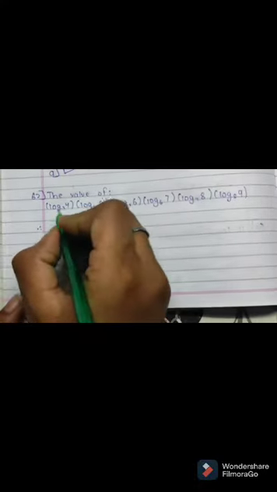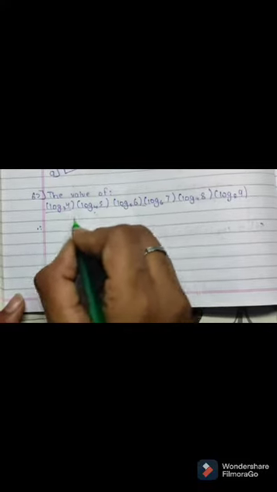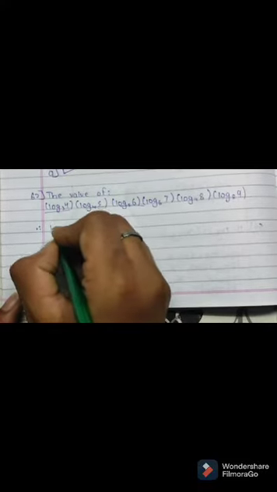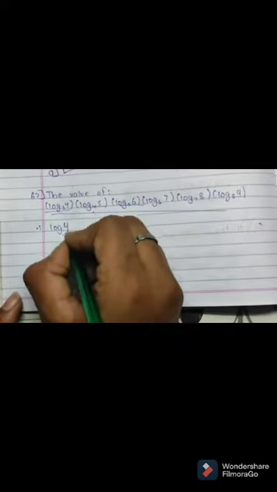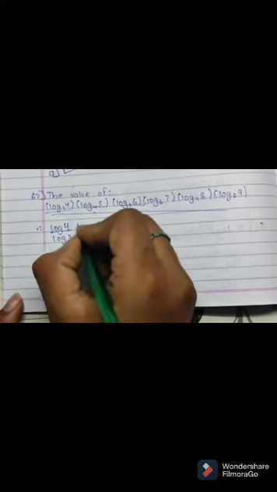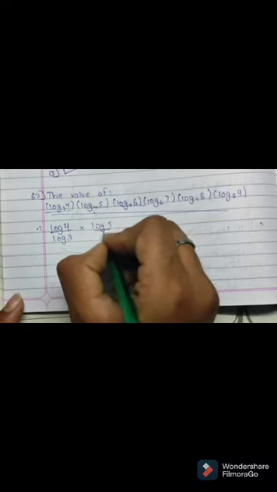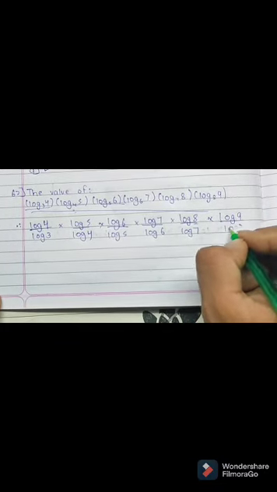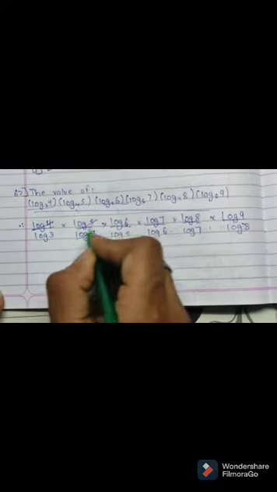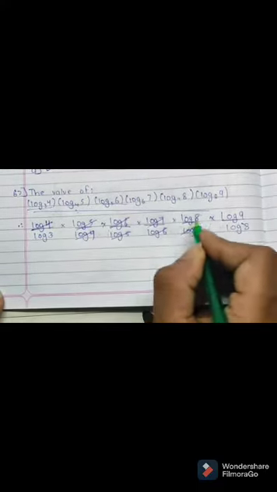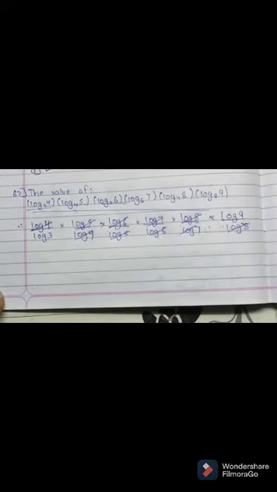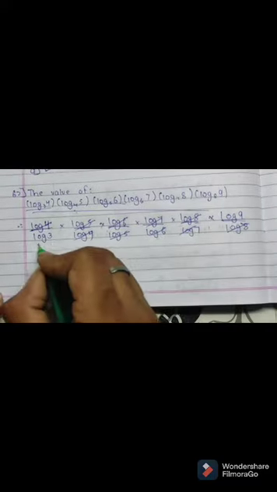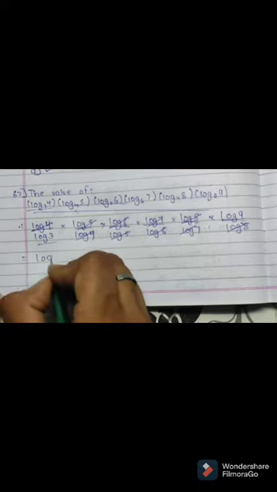Therefore, we can use change of base property in each of the terms and then multiply them. So we can write this whole as log 4 upon log 3 multiplied by log 5 upon log 4 multiplied by log 9 upon log 8. Now we can see that these terms will get cut. So we are left with log 9 upon log 3.